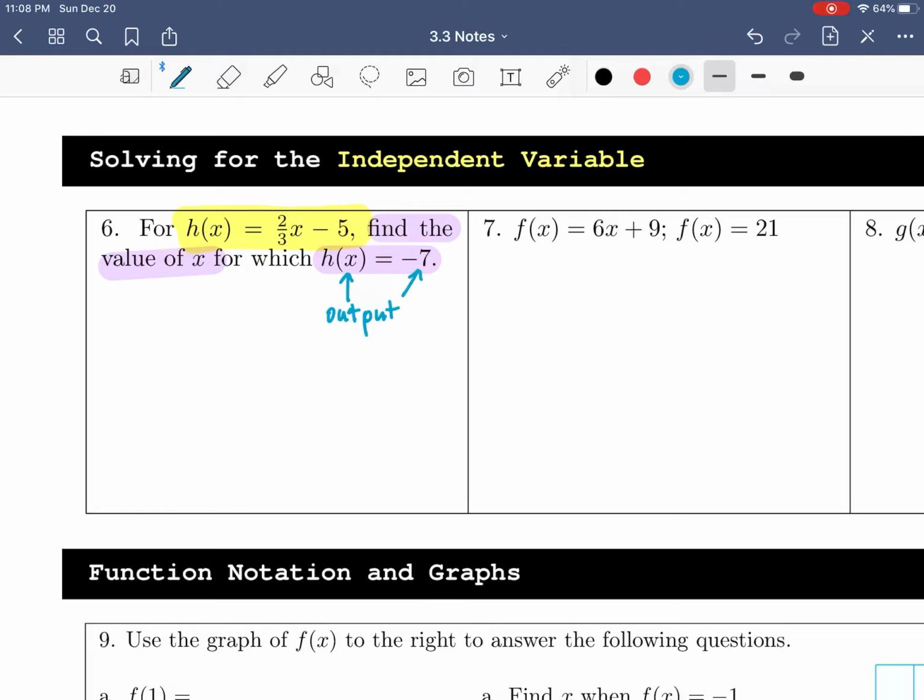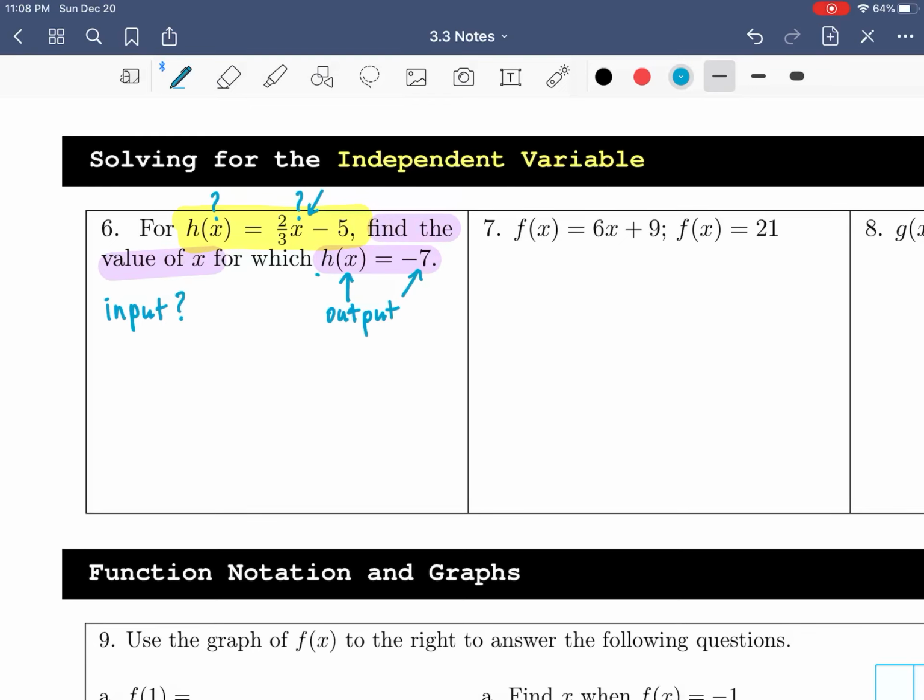So the output is negative 7. So it's saying, what input do we put in here to get negative 7 out? So it's like, what's this? What does this have to be, so that the answer is negative 7.